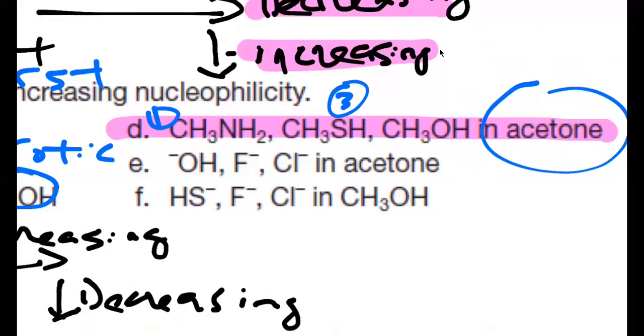Wait, what? You said if you were to put it increasing, you'd do it backwards? Yeah, if it asks you to rank in order of increasing nucleophilicity, so if you had to list them in the order of worst to best, it would be sulfur, then oxygen, and then nitrogen. Or 3, 2, 1. Because we gave sulfur the worst designation, right? So it's 3.